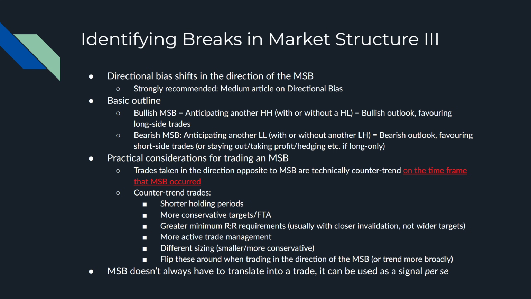It may seem fairly self-explanatory, but of course, the upcoming slides will build on the content in the slides that come before it, so bear with me. And it's also good for beginners. So for a bullish market structure break, we're essentially anticipating a higher high with or without a higher low, right? So you've got the bullish market structure break, the higher high is formed, we're anticipating higher prices, usually in the form of another higher high, and whether it pulls back or not, hence the with or without a higher low, we don't know, but generally that's a bullish outlook. Buyers are in control, resistance is broken, however you want to slice it, and we're favoring long side trades. And that also means that short side trades are counter trend, right?